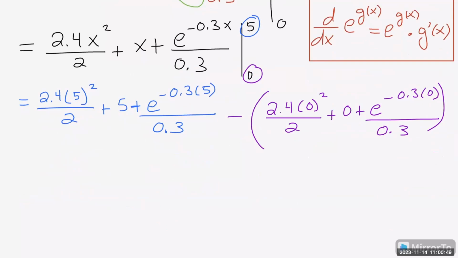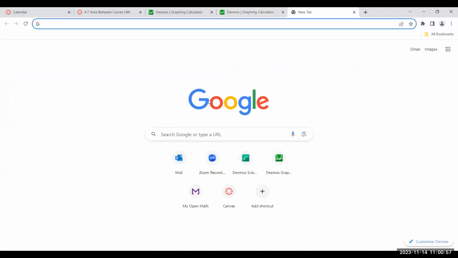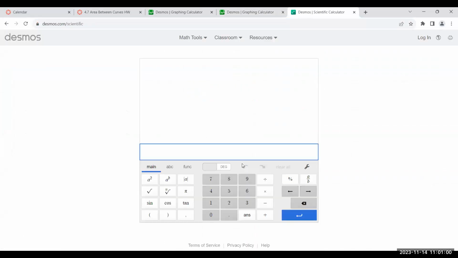Okay, so I'm going to go ahead and enter this in the calculator. And hopefully we will have our answer. Let's see. 2.4 times 5 squared, and then this is over 2, plus 5, plus e raised to the power of negative 0.3 times 5 over 0.3.